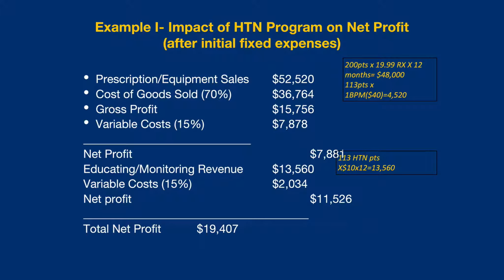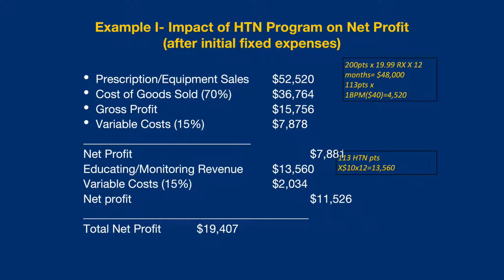Usually the cost of goods sold is somewhere about 70 to 80% of what sales are. So that is why for me to purchase the medications and the supplies is going to cost about $36,000, but I'll still have a gross profit of about $15,000. If I think about some of my operating costs, my variable costs between pharmacist time, rent, wages, then my net profit ends up being about $7,881 because my variable costs were close to $7,900.